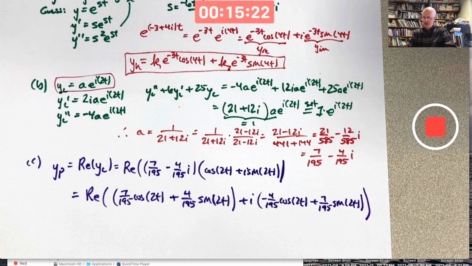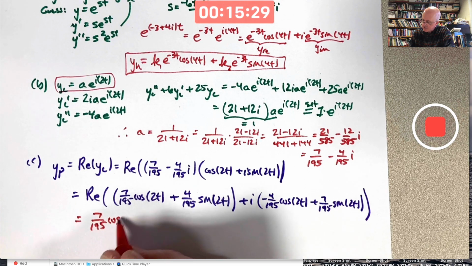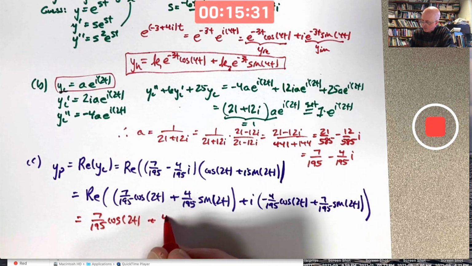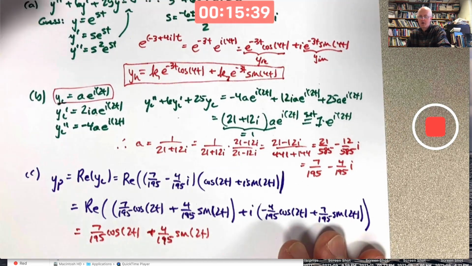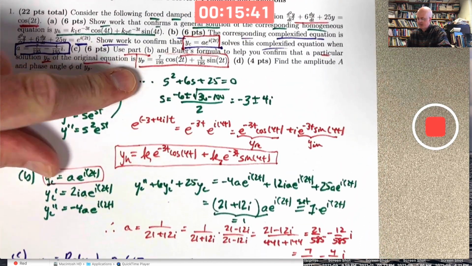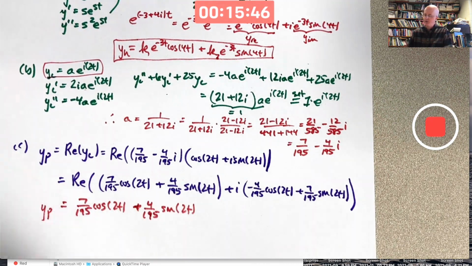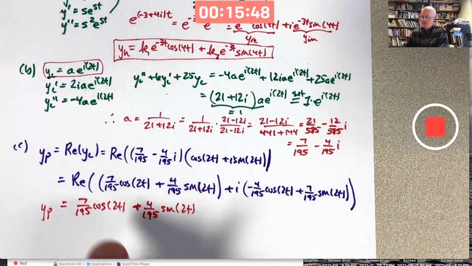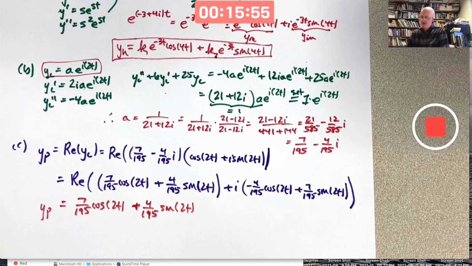So yes, yp for our problem here is just what you see right there: 7 over 195 cos 2t plus 4 over 195 sine 2t. And that does confirm what we wanted to confirm. That is the yp. Once again, for emphasis, if the original force equation had been sine of 2t, the answer would be the imaginary part of this. It would be this function right there. But we have a cosine, so we take the real part.